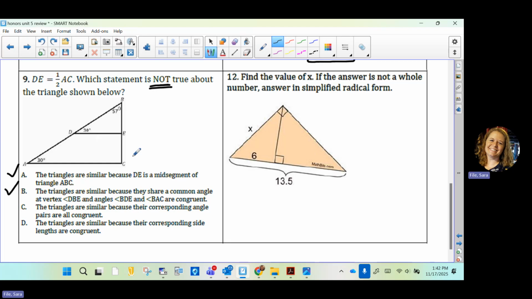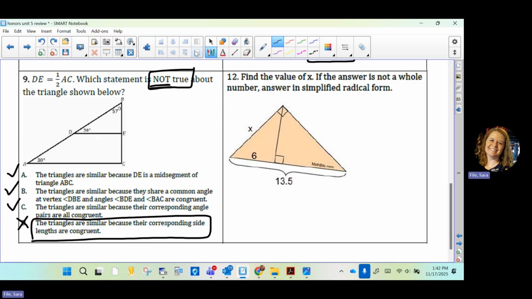So why my pen stopped working? Okay, and then the triangles are similar because their corresponding side lengths. Like we know nothing about side lengths, so that is obviously not true. Okay, so it was D. D is the one that is not true.